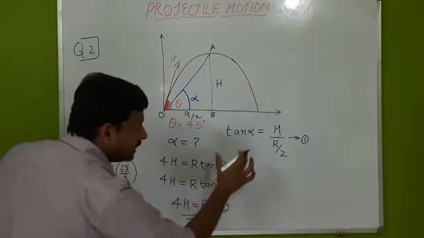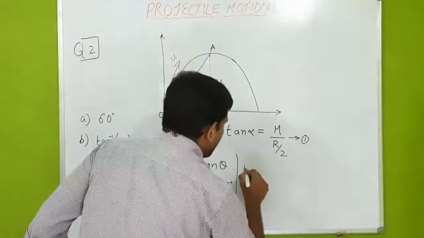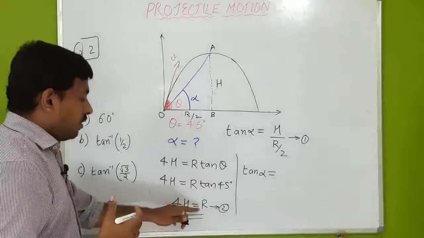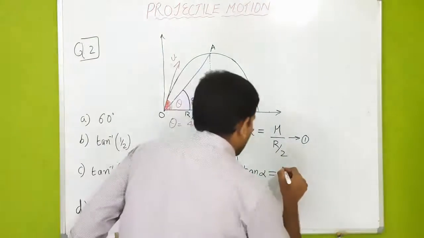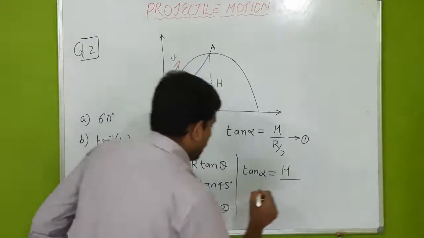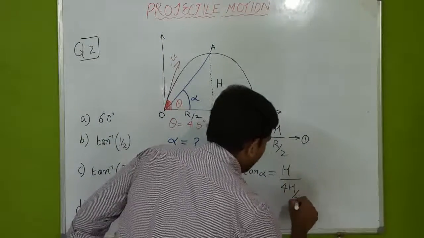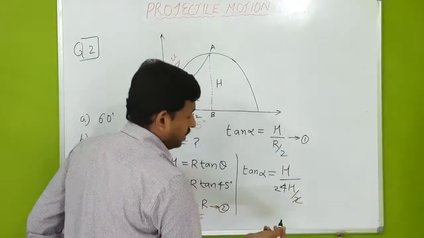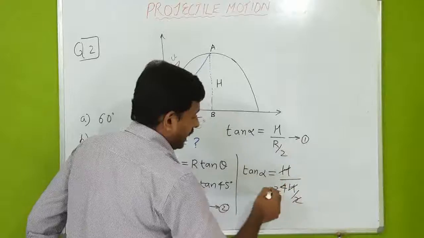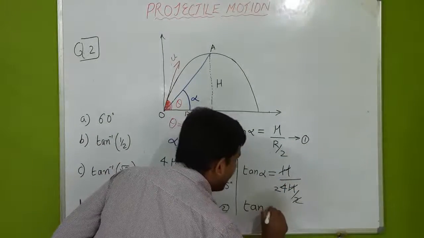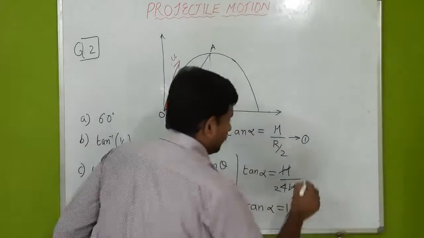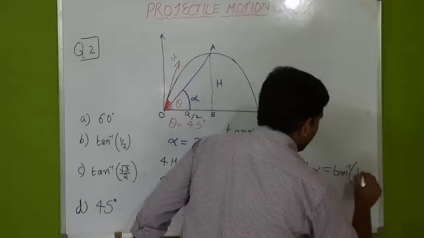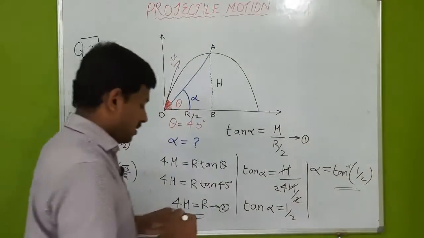Using this in the equation, instead of r we can use 4h. So tan alpha is equal to h divided by 4h divided by 2. The 2 and 4 cancel, we get 2, and h and h cancel, so tan alpha is equal to 1 by 2. Therefore, alpha is equal to tan inverse 1 by 2. So this will be the answer.